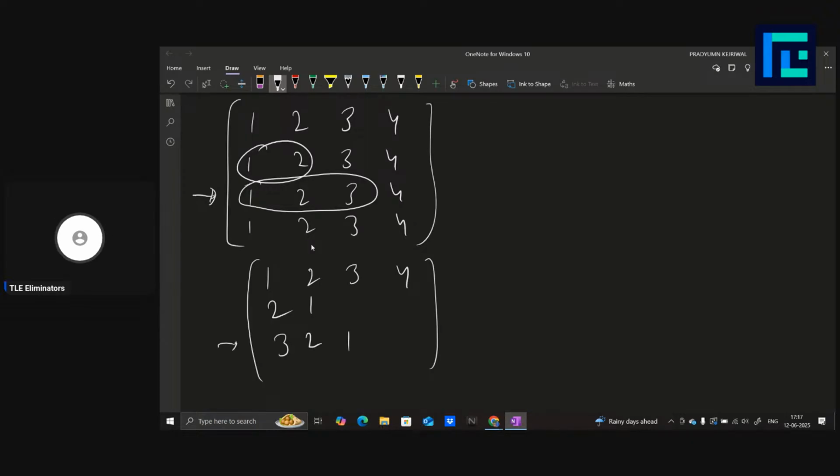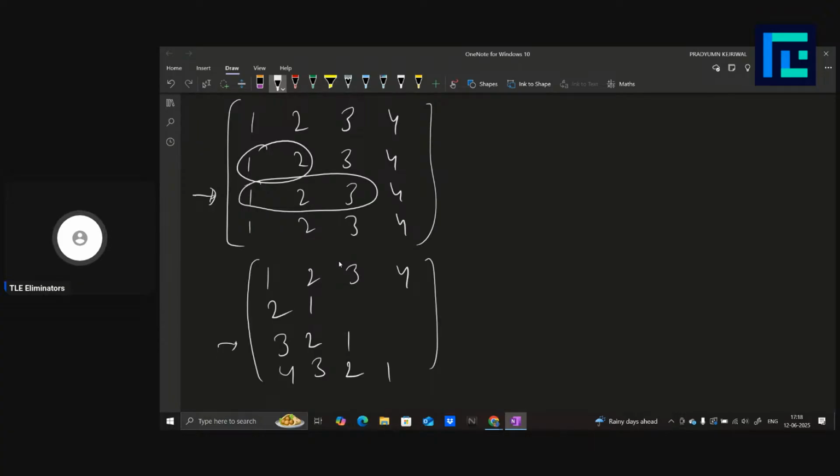And then finally, what about the last row? In the last row I'll have to reverse the entire thing, right? Because I can't have 1 right here, I can't have 2 right here, I can't have 3 here. So I have to have 4, and to have 4 I have to reverse this entire thing. So let's say 4, 3, 2 and 1.